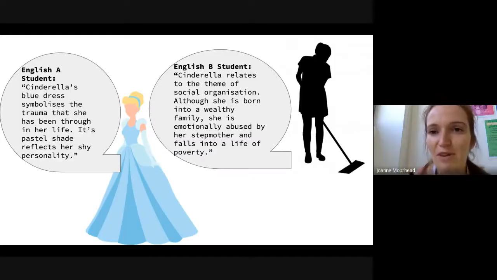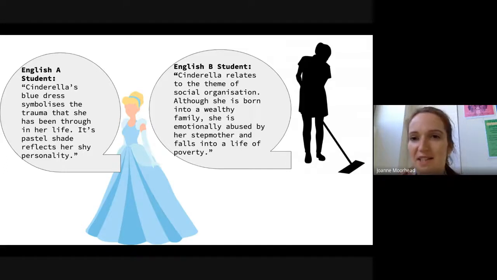So, for example, if the novel that we're studying is Cinderella, we do not study Cinderella. The English A student might talk about Cinderella's blue dress and what it symbolises, and they'll be analysing the meaning of the words once upon a time. But the English B student will be looking at how Cinderella's life has been very difficult, how she's experienced many social issues, and then you would go on to talk about the social issues, for example, abandonment in wider society.